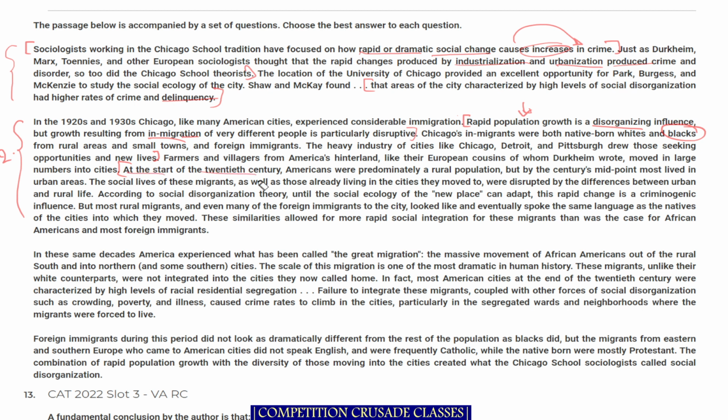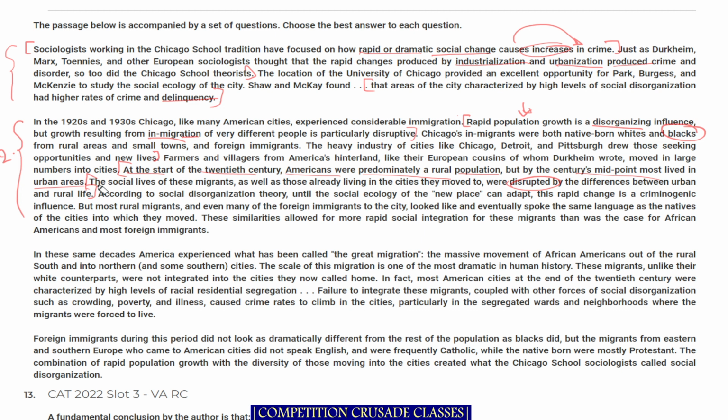At the start of the 20th century, Americans were predominantly a rural population, but by the century's midpoint, most lived in urban areas. The social lives of these migrants, as well as those living in the cities they moved to, were disrupted by the differences between urban and rural life. So there is some sort of a disruption that happened because of the people that moved into cities like Chicago, Detroit, and Pittsburgh.